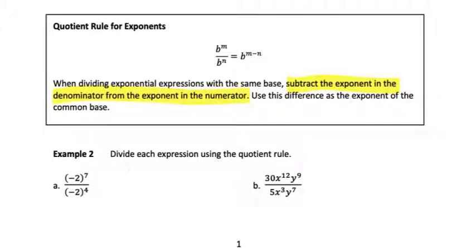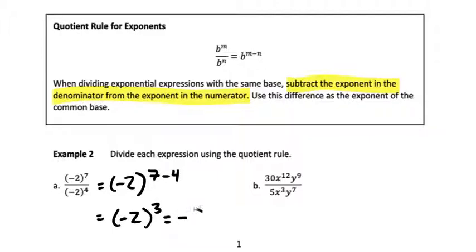So looking at example 2, we have negative 2 to the seventh over negative 2 to the fourth. So we would keep our base as negative 2, and our exponents we would subtract 7 minus 4, which equals 3. So our answer is negative 2 to the third, or we can multiply that out. Negative 2 times negative 2 times negative 2 is negative 8.